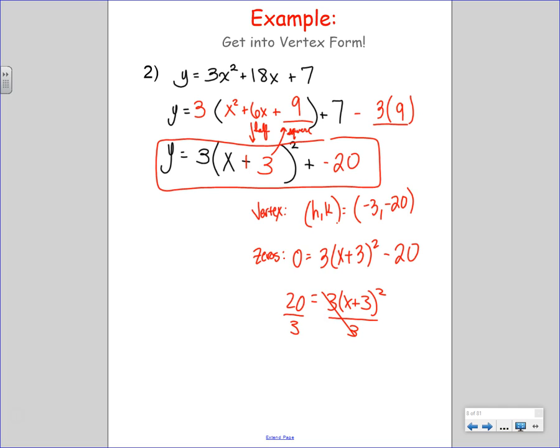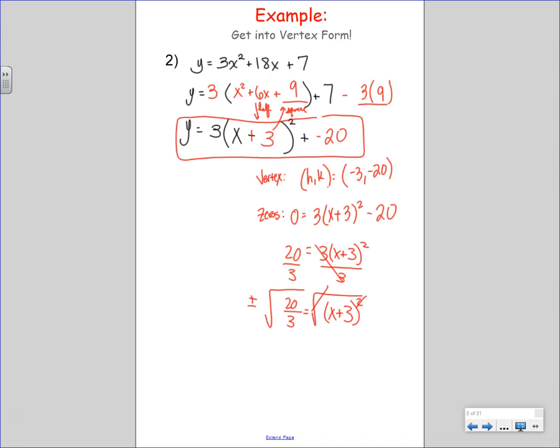Ugh, 20/3 is gross. That's okay, we knew it was going to be gross. No nice factors. Now what do we do? How do we get rid of a squared? We have 20/3. You might not remember much of the quadratic formula, but you should remember there's a plus and a minus. If you square root, you put in a plus or minus. And last but not least, subtract the 3.